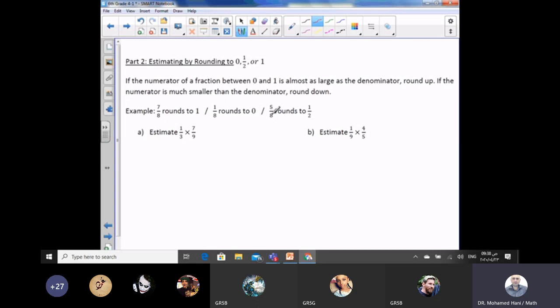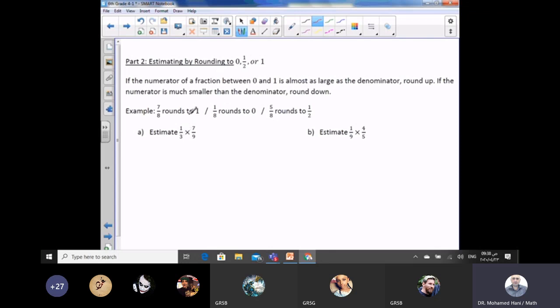And 5/8, it's right in the middle because half of 8 is 4, and that's pretty close to 5, so we would round that to 1/2. And then we're going to multiply. So for example, letter A, estimate 1/3 times 7/9.